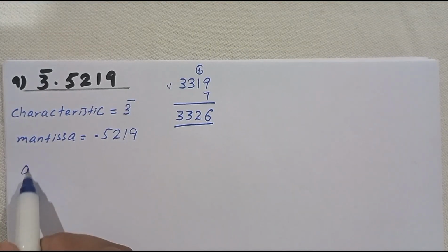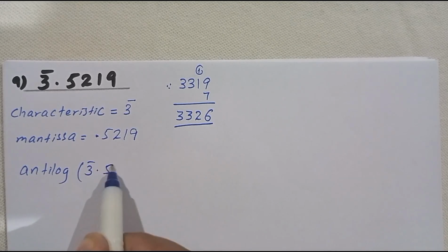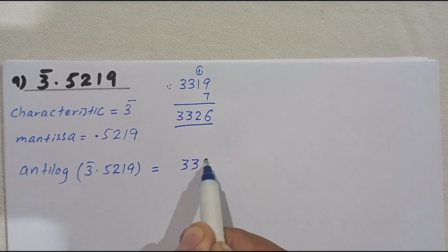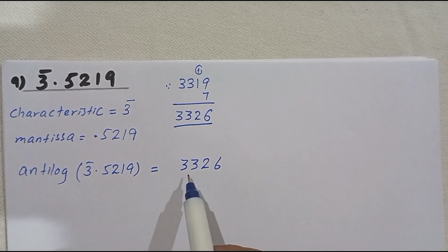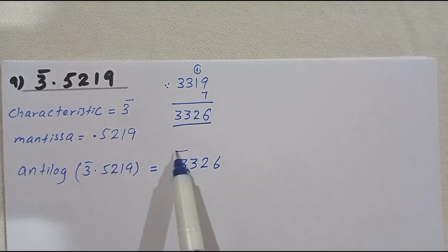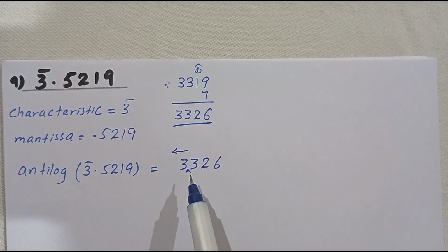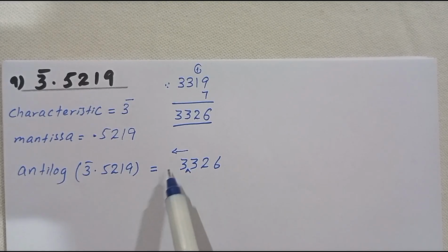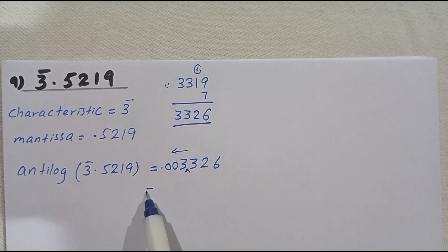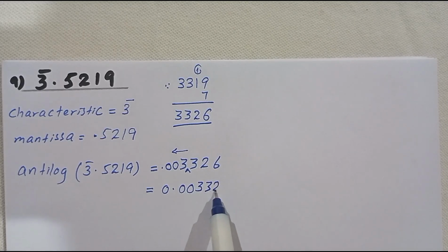So the antilog of -3.5219 equals 3326, as the reference position is after 3 and the characteristic is -3. It means we have to move to the left side counting 3 digits and place the decimal. Left side by counting 3 digits from reference position, 1 2 3, then place the decimal. So the antilog answer is 0.003326.